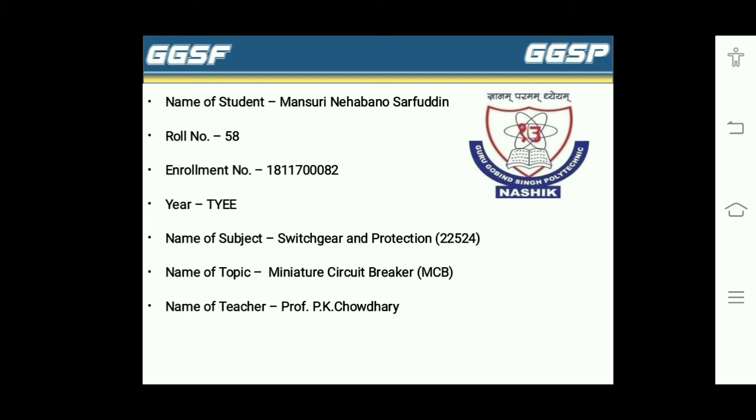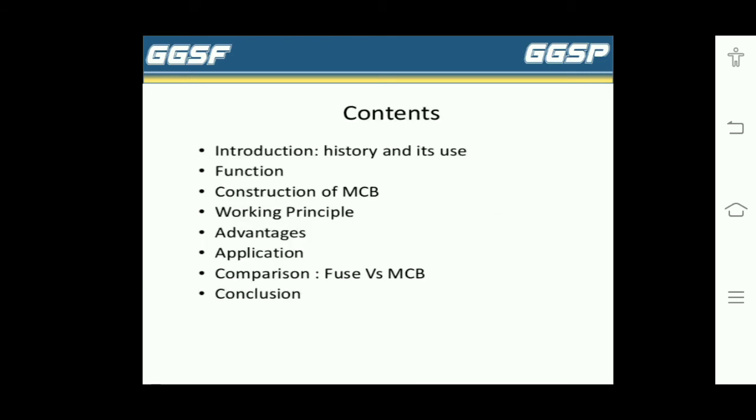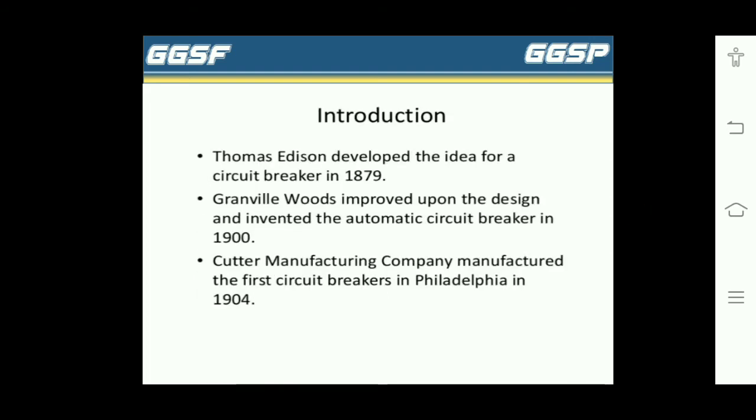My micro project title is Miniature Circuit Breaker, MCB, for the Switchgear and Protection subject. Objective: to understand the components and working principle of a miniature circuit breaker and its advantage over the traditional fuse. Content: introduction, history and its use, function, construction of MCB, working principle, advantage, application, comparison, conclusion.